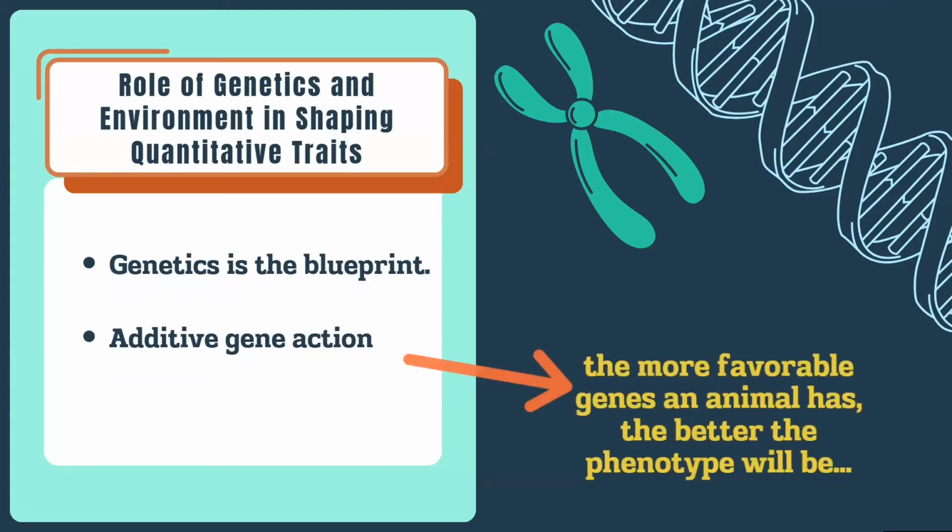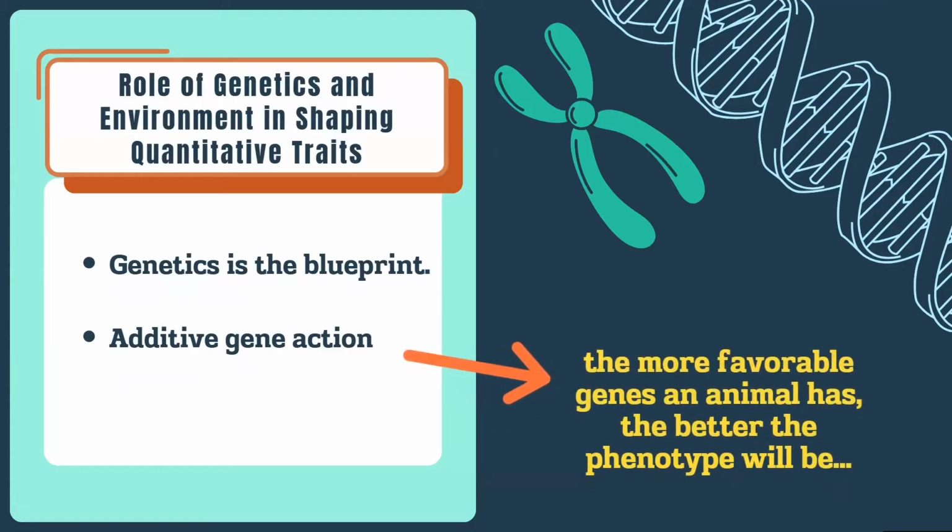So this means that the more favorable genes an animal has, the better the phenotype will be, because the effect of each individual gene will add so as to produce that particular phenotype. So I repeat, the more favorable genes an animal has, the better the phenotype will be. Or in other words, the more pronounced the trait will be.